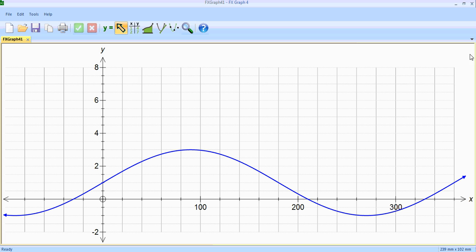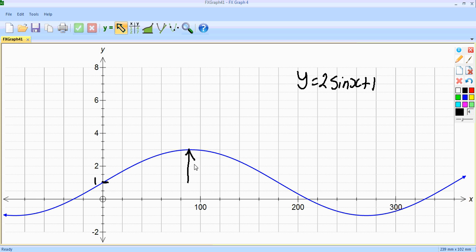Hang on just a minute. I'm just going to put this away and bring the pen back again. So we've got y equals 2 sine x plus 1, because there is 1 here. It has started there and it has moved up from there. So that's how a basic sine graph moves around.